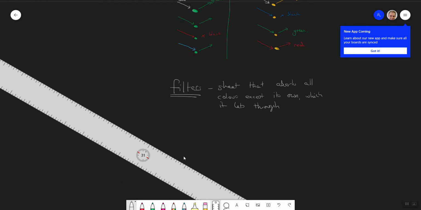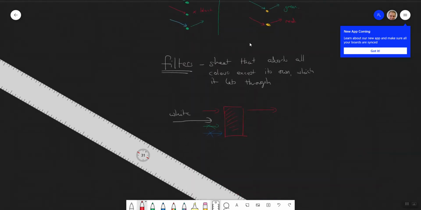Let's say I have some white light and I have a red filter. I can think of white light as being made up of red, green, and blue. It's a red filter, which means that my blue gets absorbed, my green gets absorbed, but my red light gets through. And so on this side of it, I only have red light, which is then what I could do if I wanted to create one of these weird situations here.